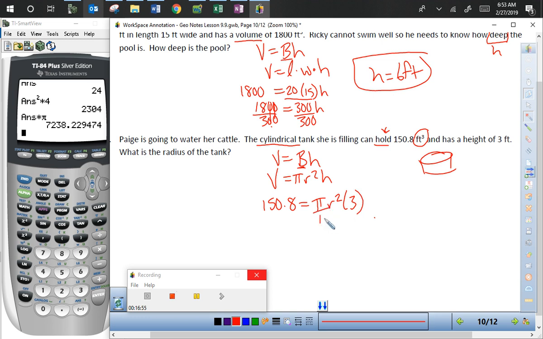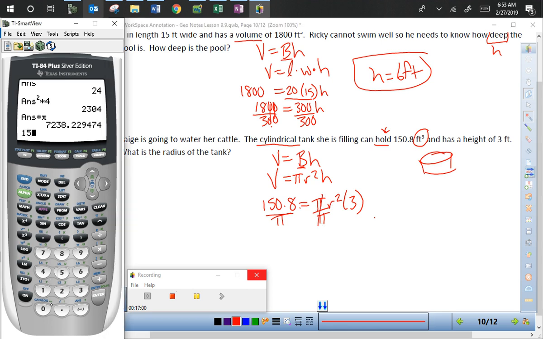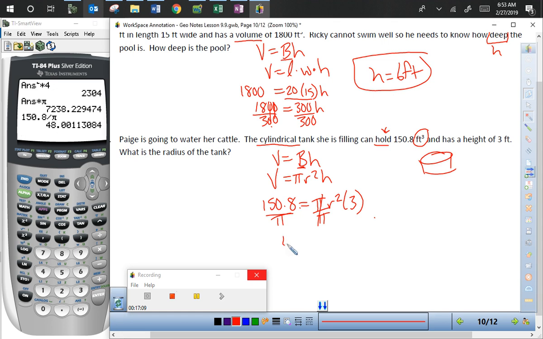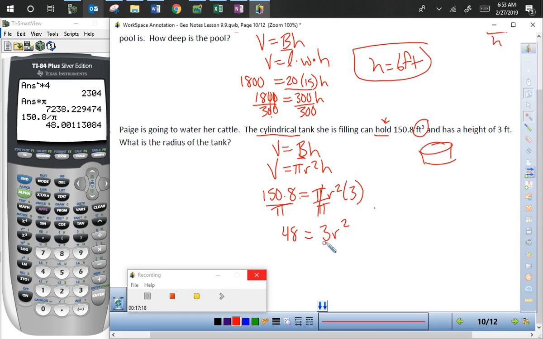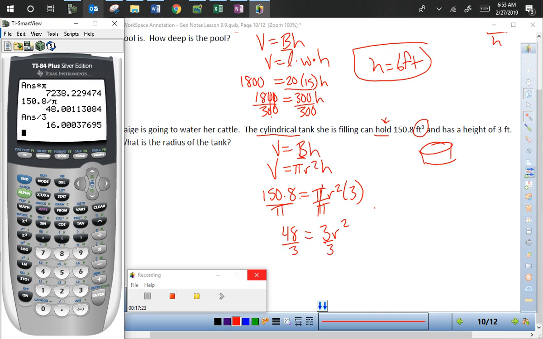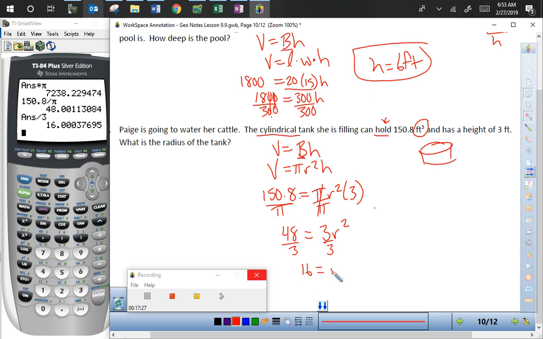First step, we're going to get rid of the pi. This time it doesn't cancel out, so we're going to have to go ahead and divide that in our calculator here. So 150.8, and then divided by pi. That gives us about 48. See how that rounds to 48? And then I'll go ahead and put this 3 in the front and call it 3r squared. That looks a little bit like we're used to seeing. Then we can go ahead and divide that 3 off. That gives us 16. And one more step. We know the square root of 16 is 4. Label here, feet.